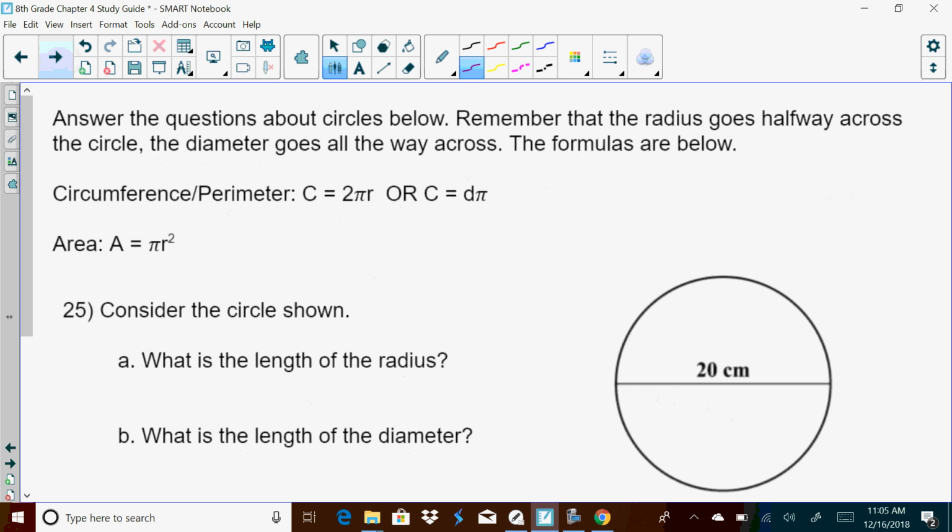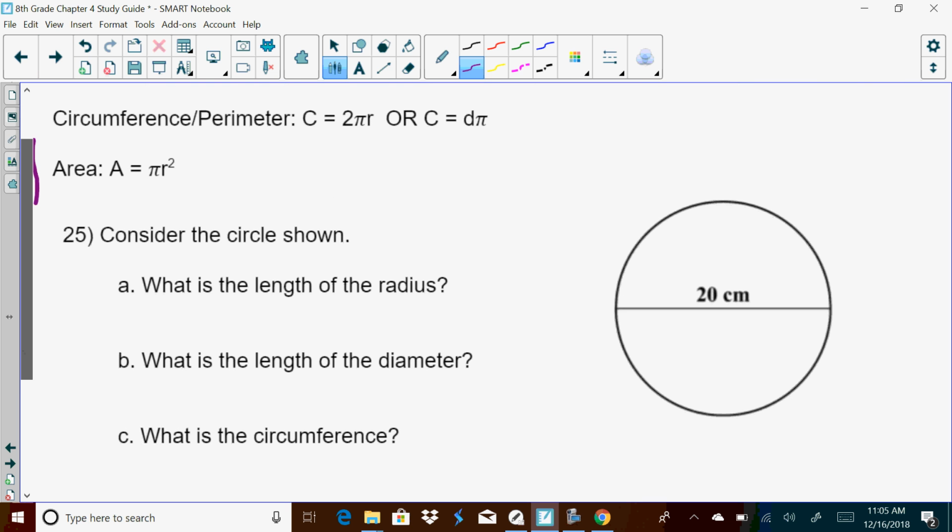The next section is about circles, which on the test, we're actually going to give you the formulas. So in the first part, it says, answer the questions about circles below. Remember that the radius goes halfway across the circle. The diameter goes all the way across. The formulas are below. So circumference or perimeter of a circle is C equals 2 times pi times radius, or diameter times pi. And then area is pi times radius squared.